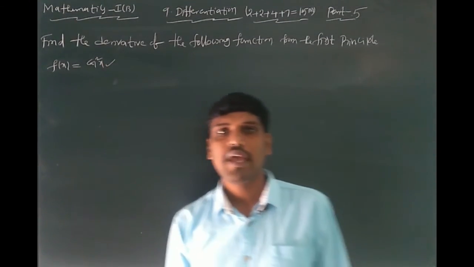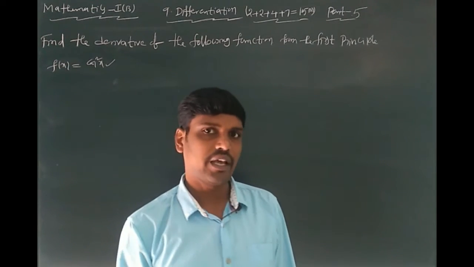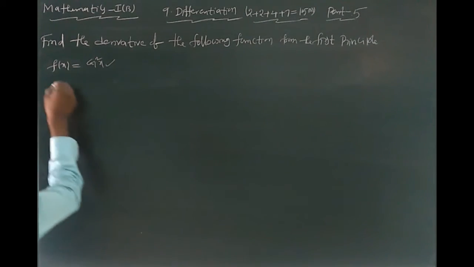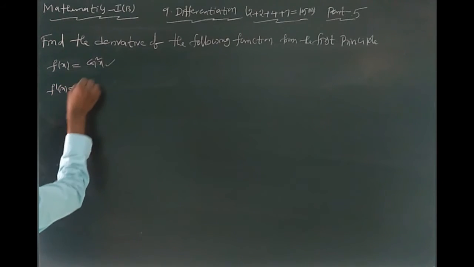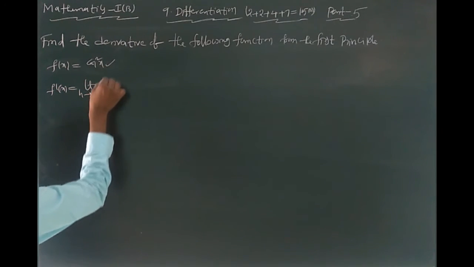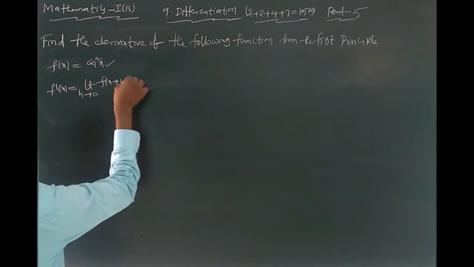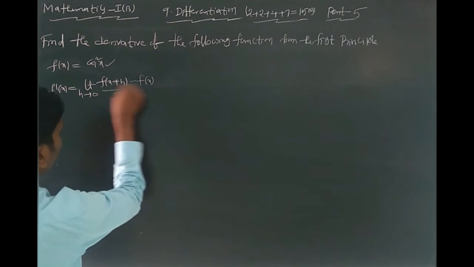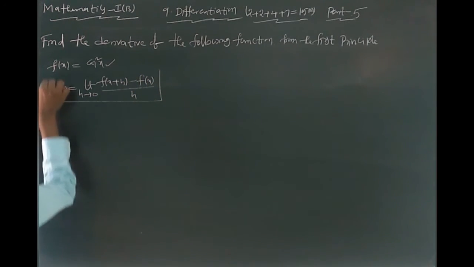What is the next problem? F of x is equal to cos square x. See students, first we can write the formula f dash x is equal to limit h tends to 0 f of x plus h minus f of x whole by h. This one is the formula.